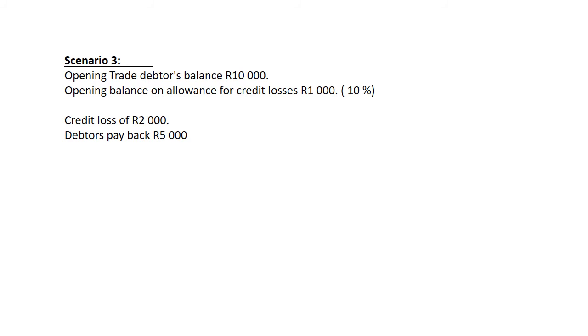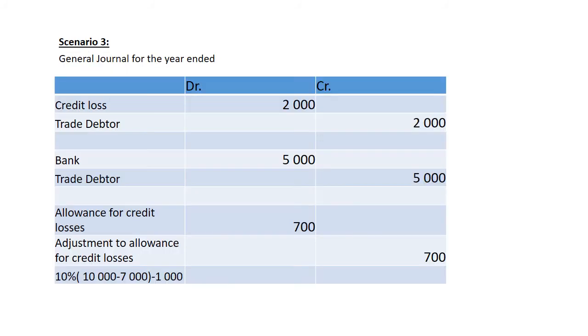In scenario 3, we're going to make the credit losses 2,000 Rand, which will exceed the original opening balance for the allowance of credit losses. Again, our opening balance will be the same for trade debtors, as well as the amount that the trade debtors paid us back during the year. This will look in the general journal pretty much the same as we've done previously, except now the credit loss will be 2,000 Rand. So this will result in the trade debtors owing us 2,000 Rand less.